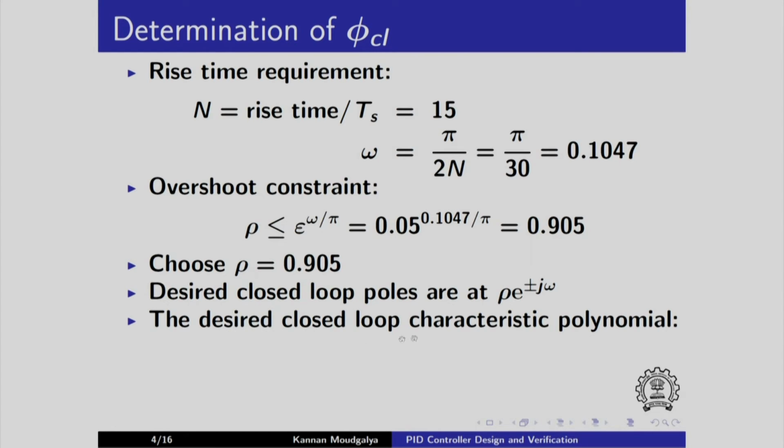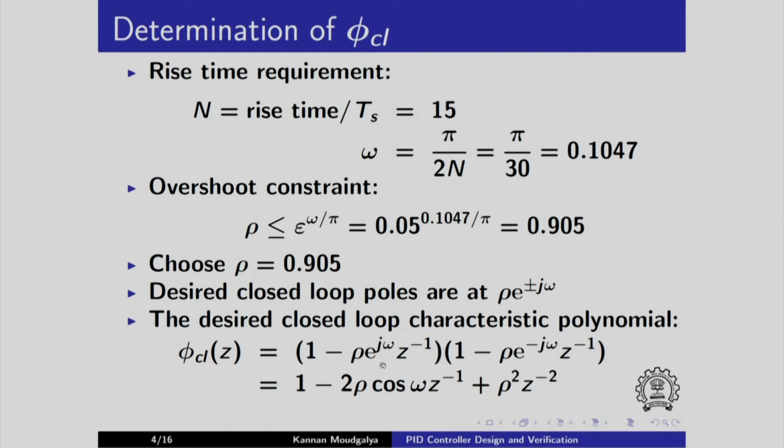So the desired closed loop characteristic polynomial is given by phi CL of z. This is the symbol that we used. It is given by the factor on the right hand side. When I simplify it, I get this expression, and when I substitute for rho and omega, I get this equation, the one in blue. You will have to remember this. In fact, I will ask you to write this down.